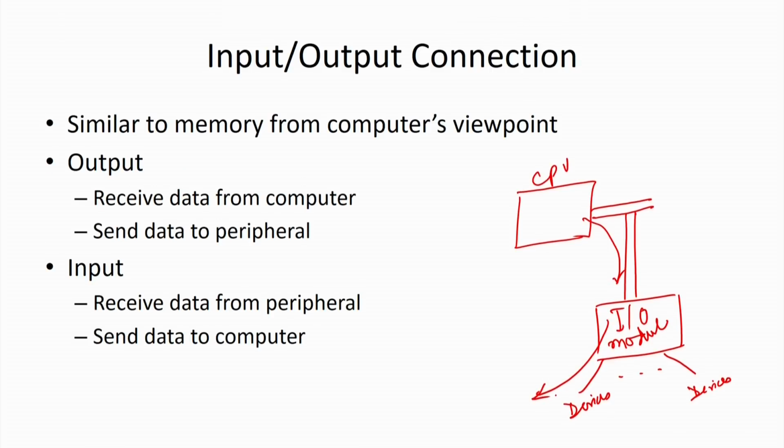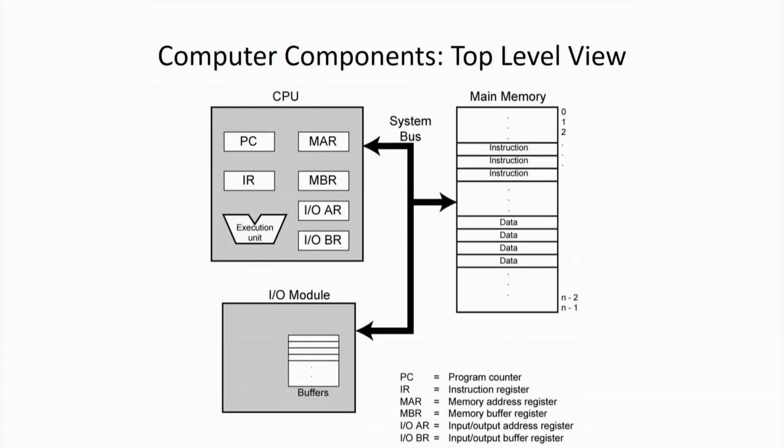In case of input, it will receive the input from the device and that module will transfer it to the processor. So, this is basically the output device and in this case this is your input device. These are the things that we are going to do with the help of input output connection. Again, those IO modules will be connected to the processor through the system bus. So, this is the top level connection.